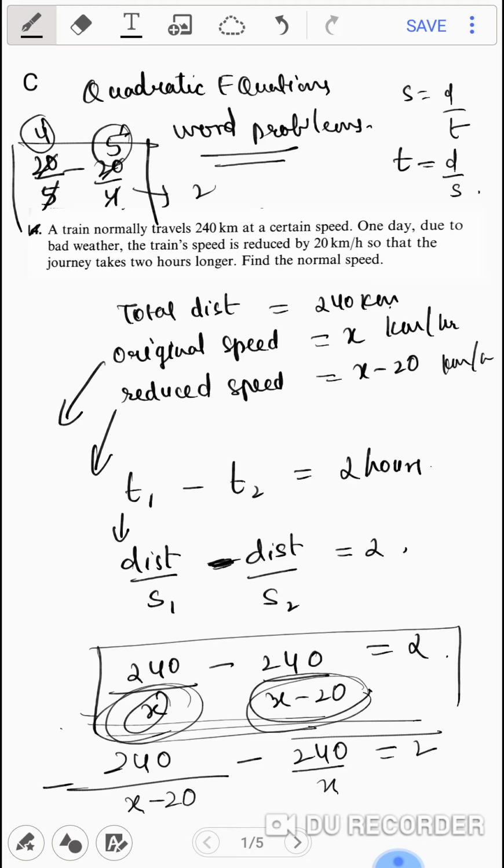But you can write 20 upon 4 minus 20 upon 5. That means the 4 denominator you can make first. The denominator should be the reduced denominator. The least denominator should be taken first. ठीक है. So x minus 20 और x में से कौन सा reduced denominator है? x minus 20. तो वो पहले लिखेंगे and then x वाला denominator वाला number लिखेंगे और दोनों को subtract करेंगे is equal to 2. That will be your equation.